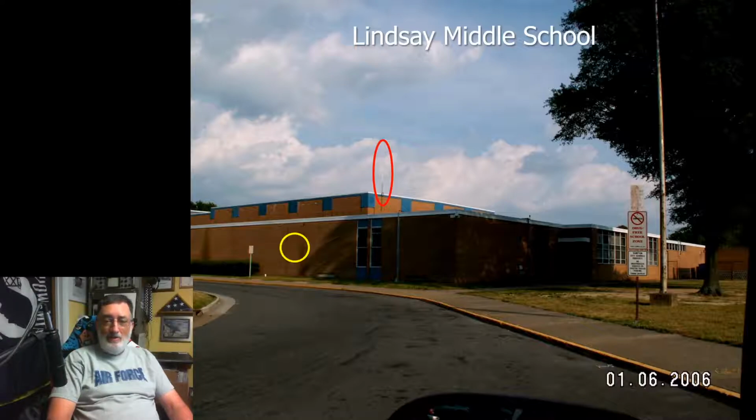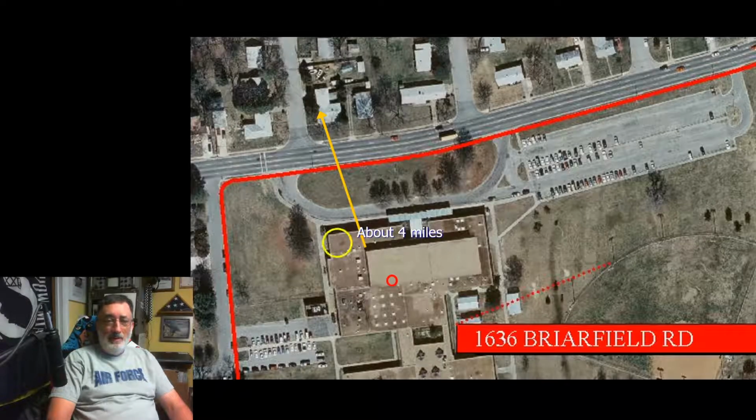This is Lindsay Middle School. The operator position and the VHF-UHF antennas are in exactly the same location. The mesh node is in a similar position as Eaton, on the back of the building. Lindsay is on Briarfield near Aberdeen.